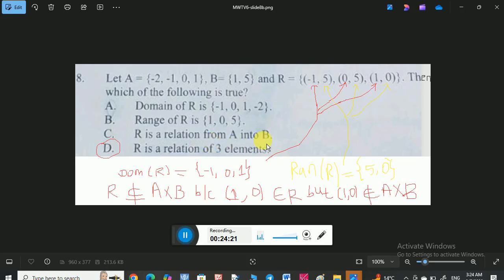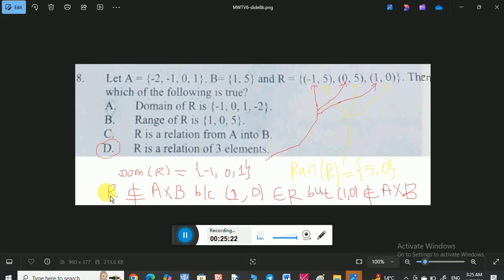R is a relation from A to B. A relation from A to B means a subset of A cross B. But R is not a subset of A cross B, because (1, 0) is in R, but (1, 0) is not in A cross B, because 0 is not in B. A cross B is the set of all (x, y) where x is from A and y is from B; it contains ordered pairs. The first object of the ordered pair comes from A, and the second element comes from B. So we don't find (1, 0) in A cross B. 1 is in A, yes, but 0 is not in B, so (1, 0) is not in A cross B, but it is in R. Since R contains an element that is not in A cross B, R is not a subset of A cross B, so R is not a relation from A to B.